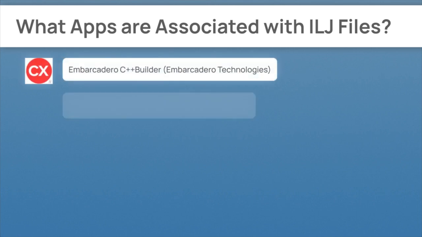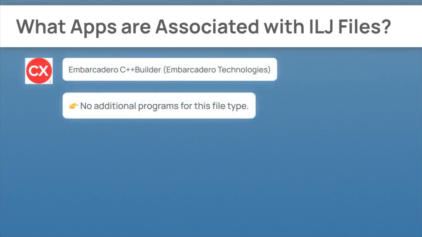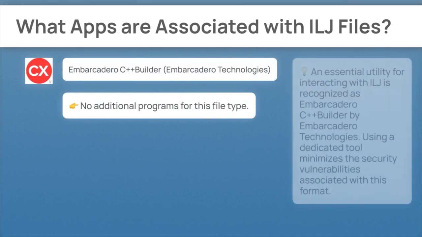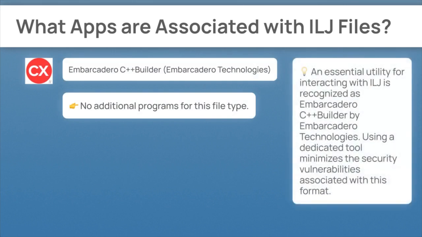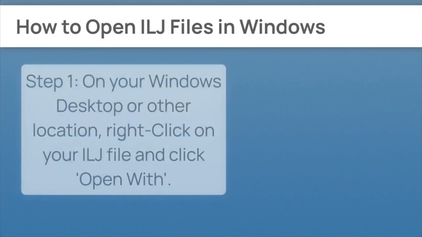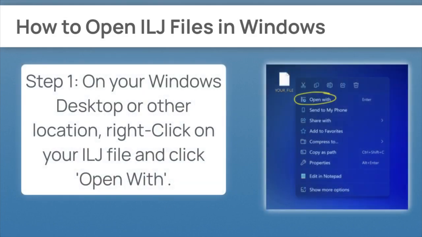The optimal viewer for the ILJ format is generally considered to be Embarcadero C++ Builder from Embarcadero Technologies. The operating system flags this file type as risky without specialized handlers. Windows shows the text content, yet running them requires proper tools and caution. Let's proceed with the compatibility verification.